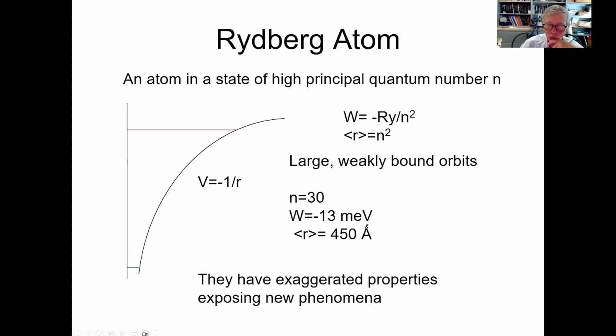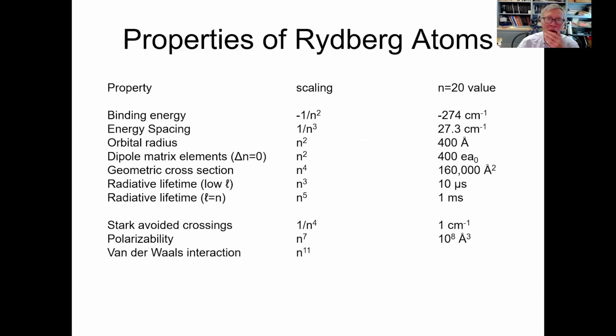Okay, and at n equal 30, just to pick an example, the binding energy is 13 millielectron volts, and the orbital radius is 450 angstroms. So these atoms actually have really exaggerated properties that let you see some phenomena that weren't so visible in other contexts. And we'll see some examples of that.